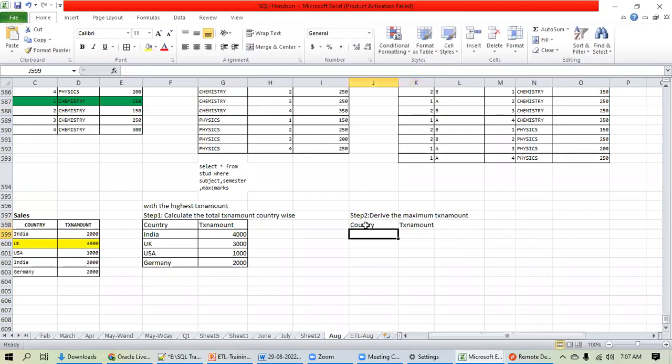India or UK? India, right? So India has the maximum transaction amount of 4,000 rupees. Is this clear? Any doubt, any question?